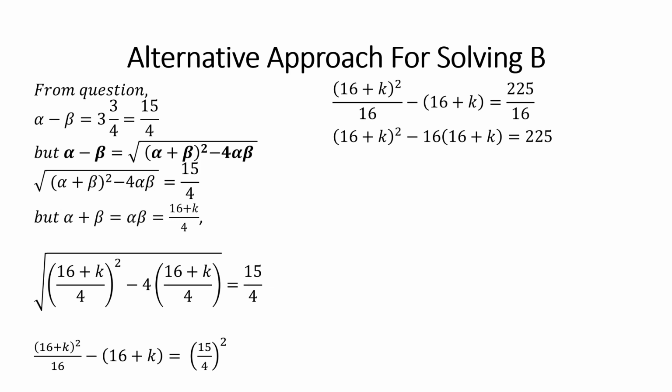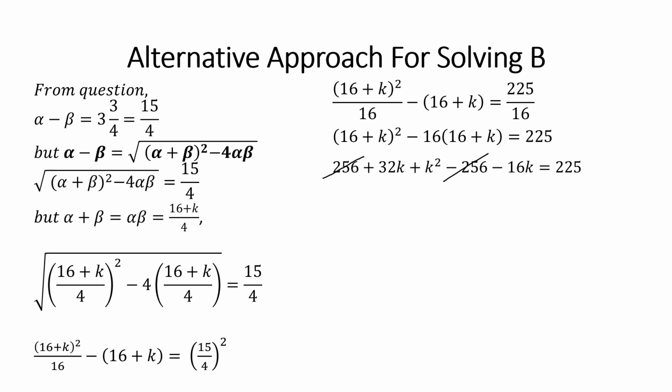Let's do the expansion. So using Pascal's triangle, we can say 16 plus k all squared is equal to what you are going to see. We get 256 plus 32k plus k squared minus 256 minus 16k is equal to 225. We've expanded the whole thing. Now we can see this minus sign. Since they are unlike, we can take them away so that they'll go and continue their friendship somewhere else.